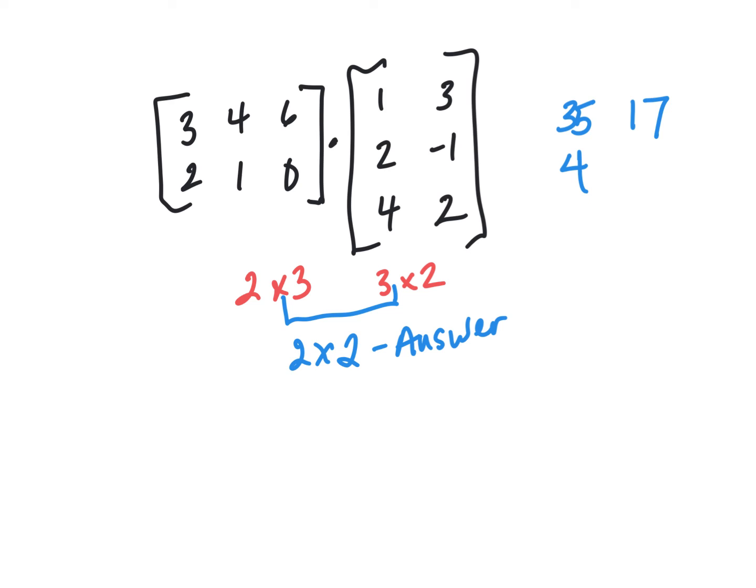And finally, we do our bottom row times the second column. 2 times 3 is 6. 1 times -1 is -1. So remember, it's 6 plus -1 plus 0. So 5. This is our result matrix.